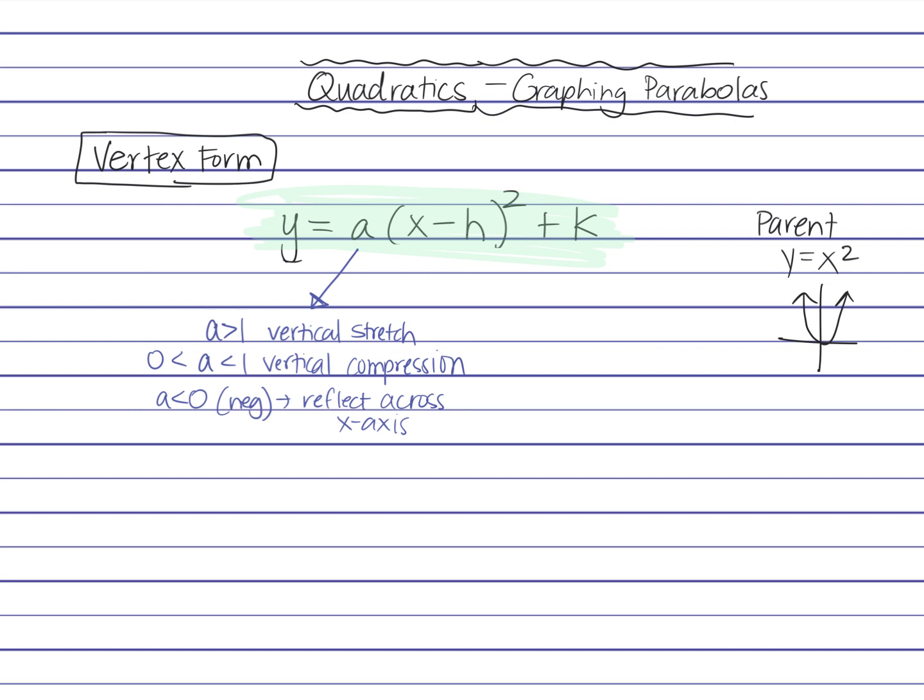The next thing that we talked about was the h here in the middle, and this is kind of the weird one. The other ones are pretty good. If it's a positive h, it's going to move left. If it's a negative h, it's going to move right, however many units we have there. So if it's positive, it moves to the left. If it's negative, it moves to the right. And then the other letter that we had was the k, and that one's probably the easiest. If it's positive, it's going to move up. If it's negative, it's going to move down that many units.